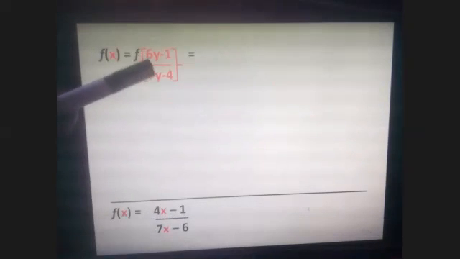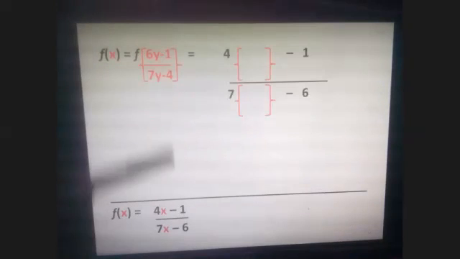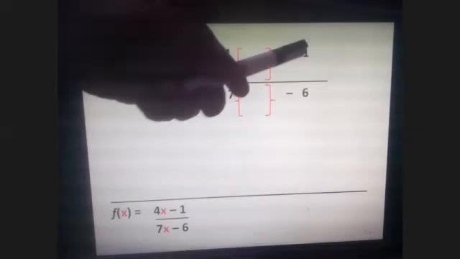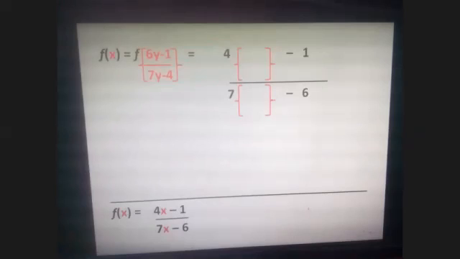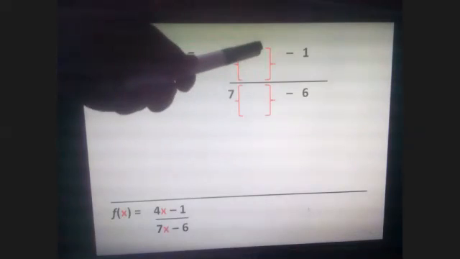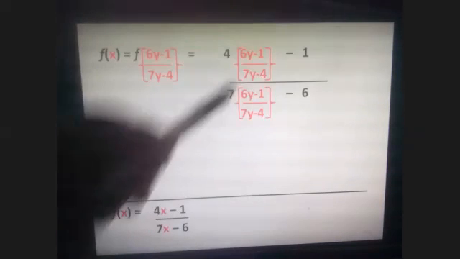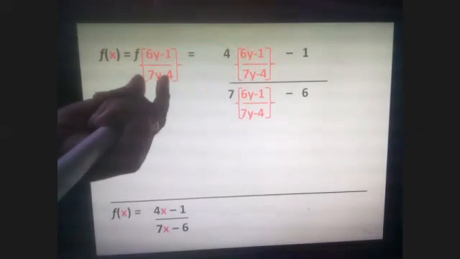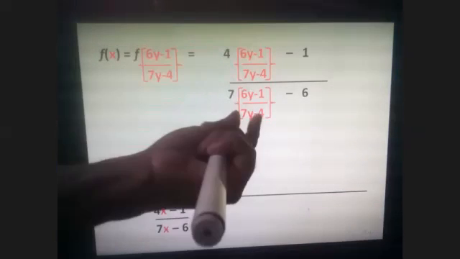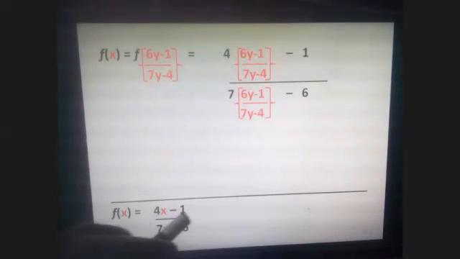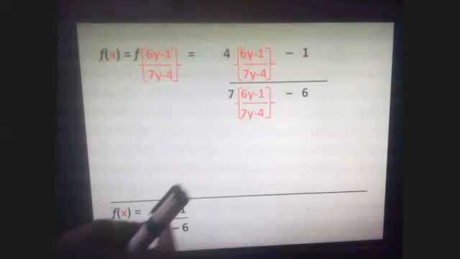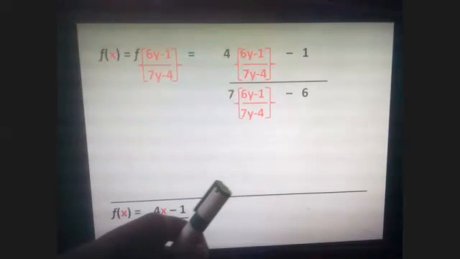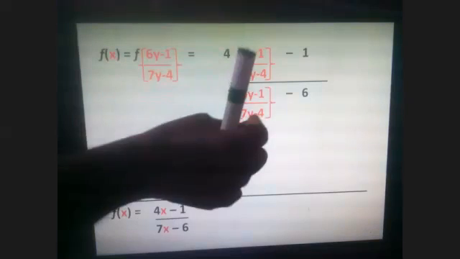F of this will be 4 into this. 4 into x. What is x? This. Minus 1 by 7 into x minus 6. That is (4x minus 1) by (7x minus 6). But instead of x, I replace this. Instead of x here, I replace with this term, (6y minus 1) by 7y. f(x) is (4x minus 1) by (7x minus 6). F of this quantity is 4 into this quantity minus 1 upon 7 into the same quantity minus 6.